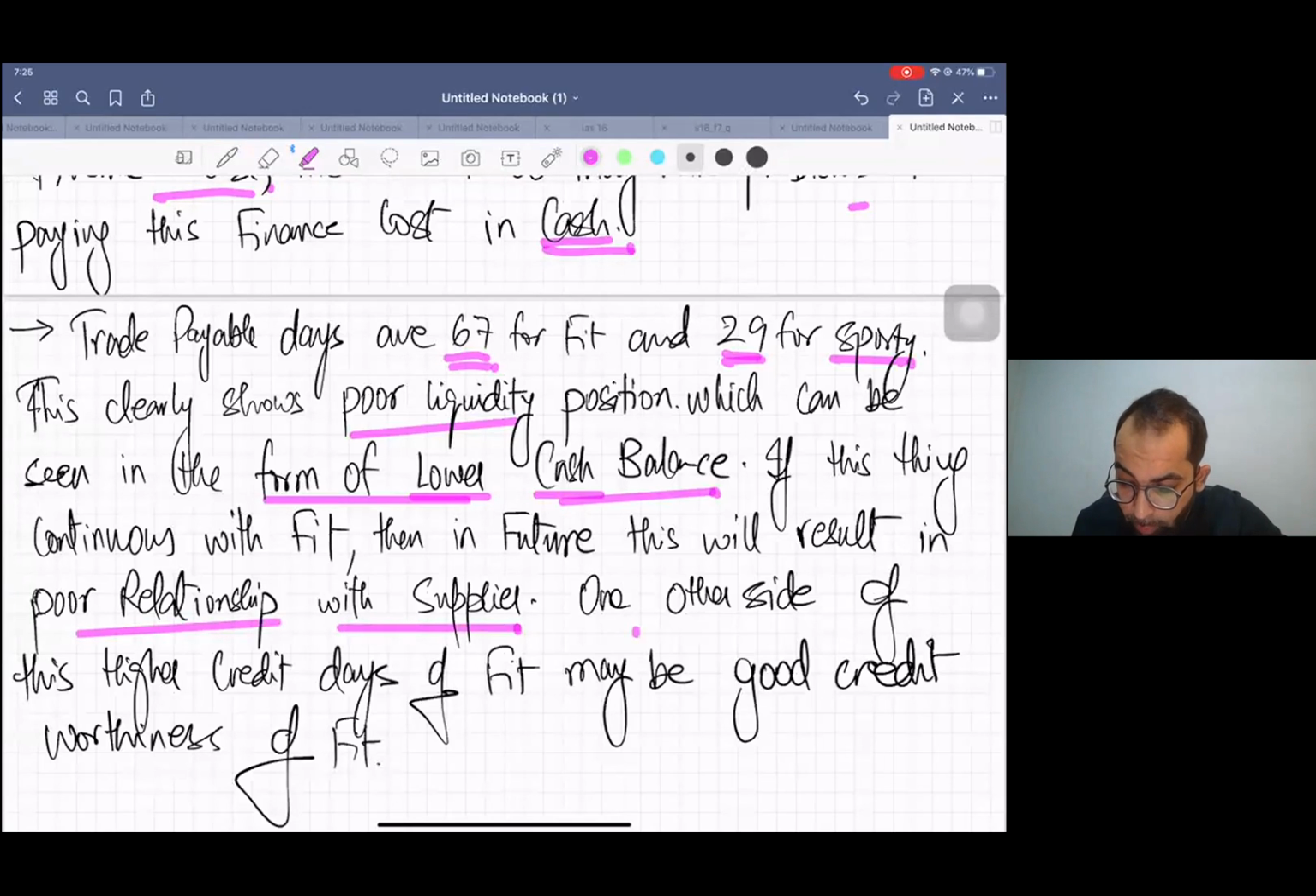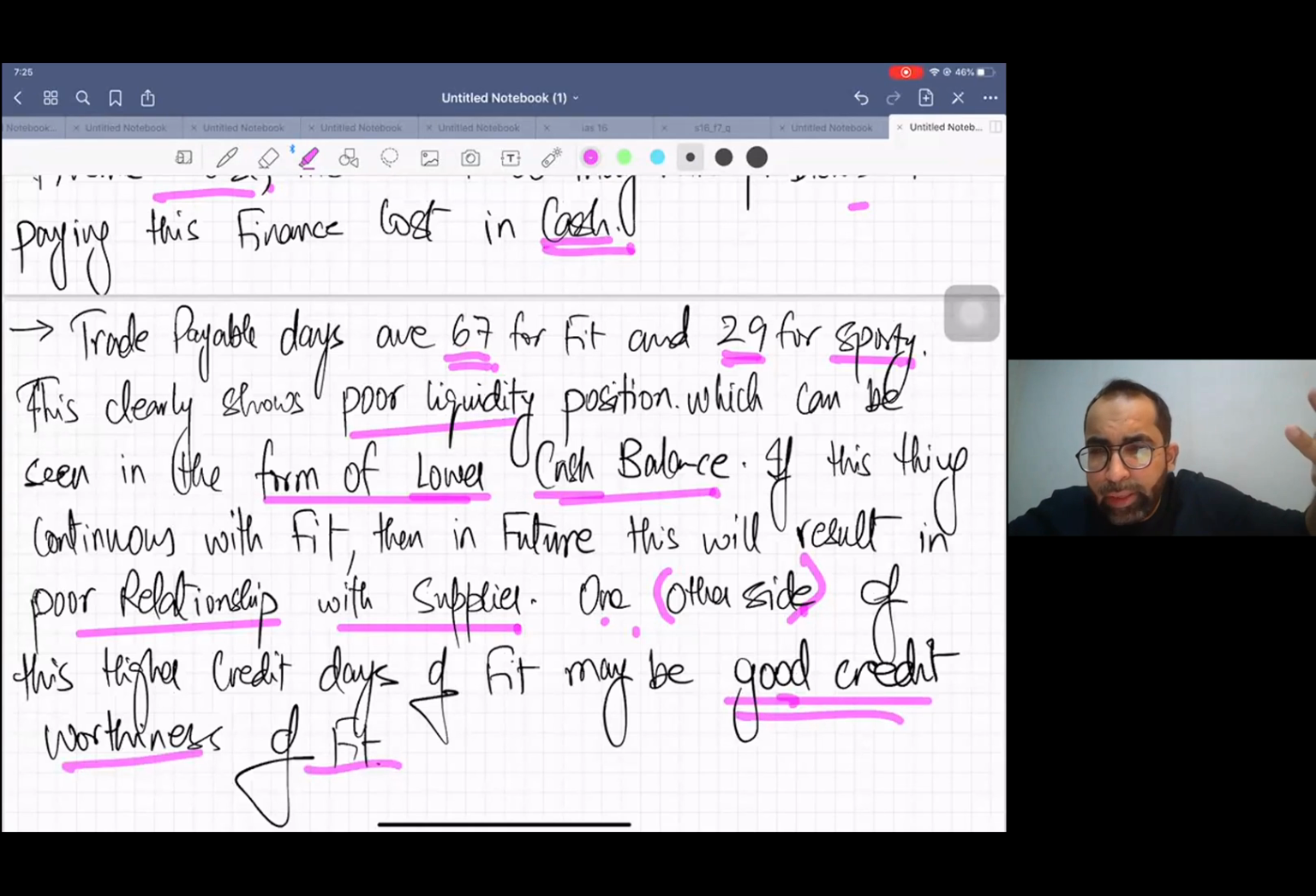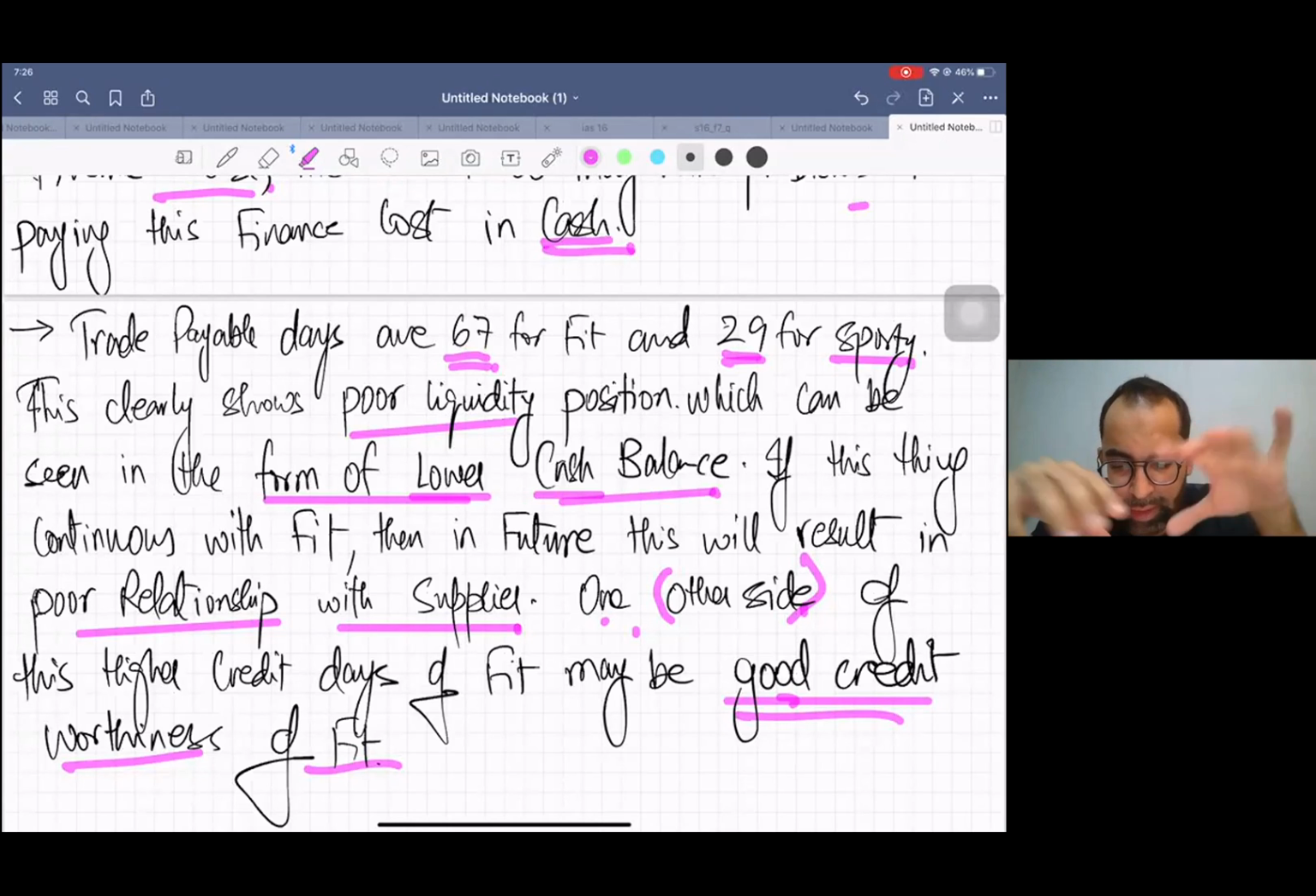On the other side, now let's discuss the better side of this. Higher credit days of Fit may indicate good creditworthiness of Fit. When people are giving us 67 days credit, that means people trust us. One reason may be people trust us, or we are powerful like Walmart. You're not getting it? So these are all the sides which you need to reflect.